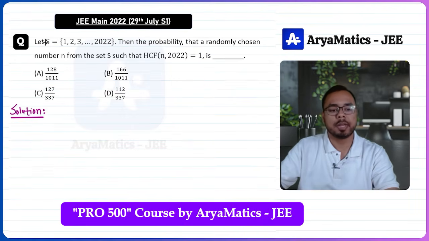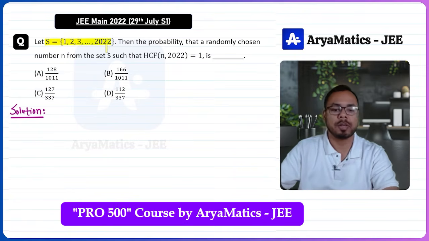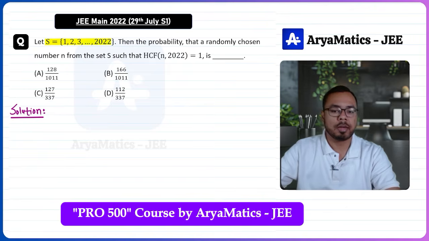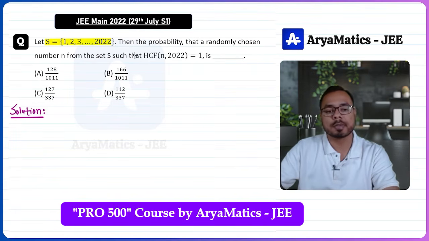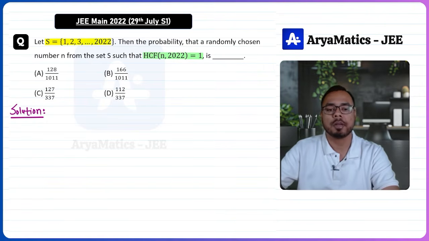Let S be this set. S contains all the natural numbers starting from 1 up to 2022. Then we have to find the probability that a randomly selected number n from this set S will satisfy the condition that the HCF of n and 2022 is 1.